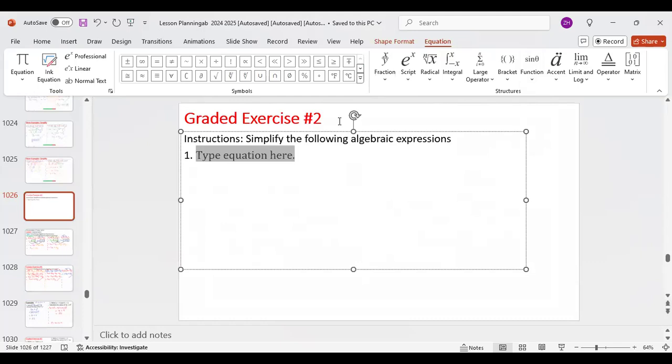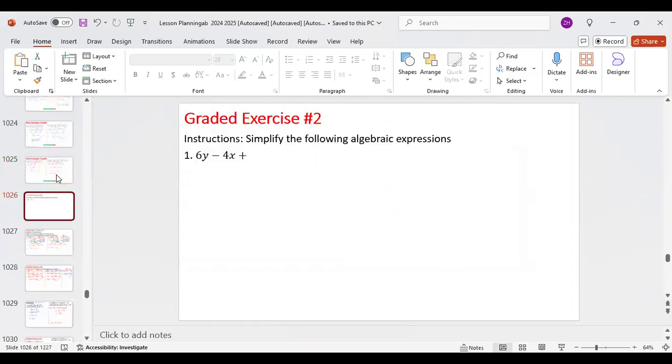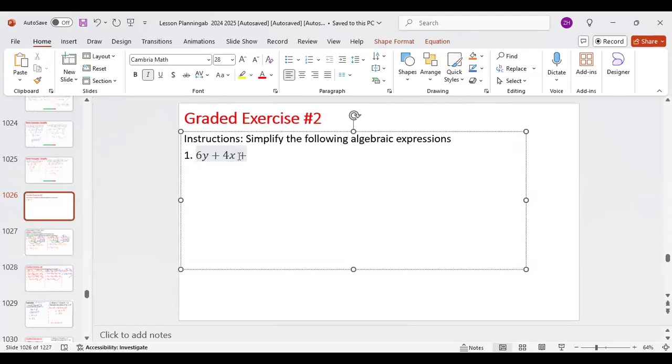This is going to be 6y minus 4x plus 6y plus 4x minus 7y plus 9y plus. Say it again. Okay, no problem.